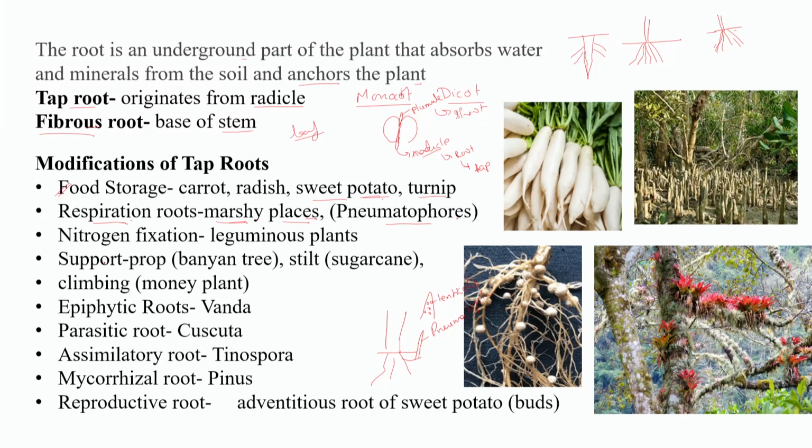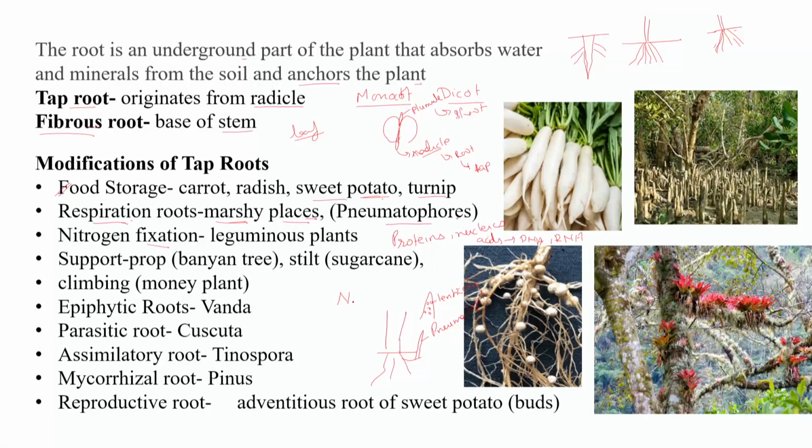Now coming to another modification of root, which is nitrogen fixation. See, plants also require nitrogen. It's not that they are only performing photosynthesis and synthesizing carbohydrate, they are also synthesizing many other nitrogenous compounds like proteins and nucleic acids, in which you have DNA, RNA. All these things are also required for survival. So they need nitrogen. Now from where are they going to get nitrogen? Definitely from the atmosphere or from the soil.